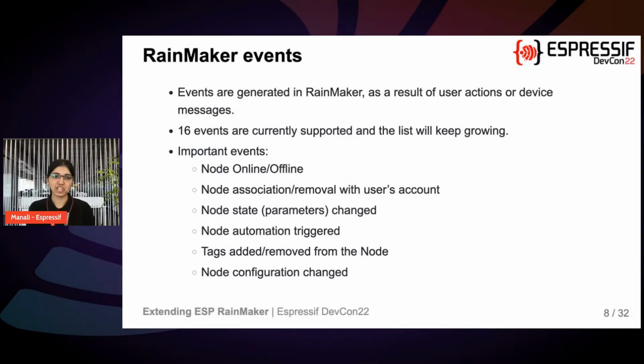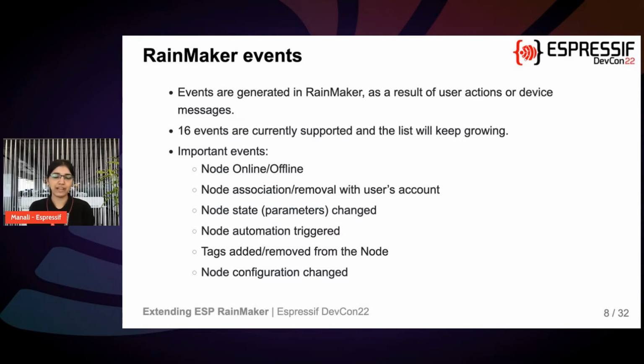There are 16 events which are currently supported, but we are keen on increasing this list, and we will keep adding more events. Most of the important events are node online or offline, that is the device is disconnected or connected. Then node association, which is when a user has got a new device. Node parameters changed, which is light getting switched on or off. Node automation triggered, tags added or removed, which is kind of a searchable criteria for your node. Some parameters are associated with the node. And then there is node configuration changed. So these are some of the important events.